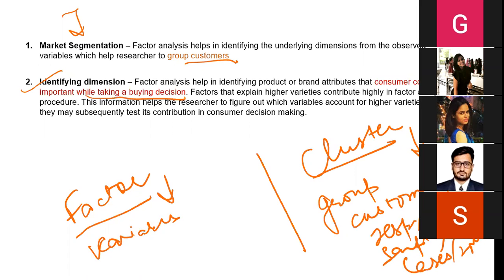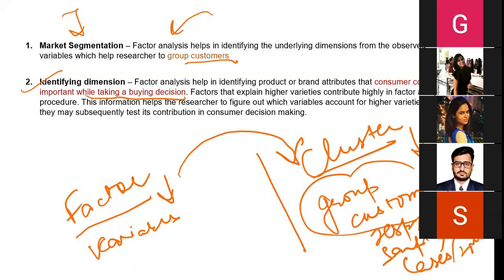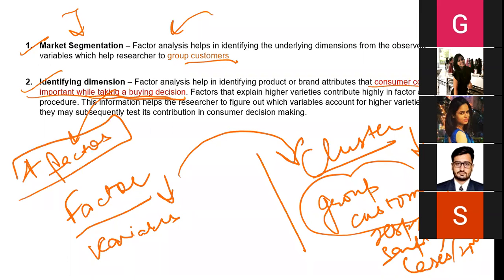So factor analysis, like I showed you this example of a telecom group, where we use factor analysis to group variables, which were then used through cluster analysis. We group them into customers. That was one. And then the second was to identify the dimensions consumers consider important while taking buying decisions. So in the bank example, I showed you there were four factors based on which customers decide which bank to choose.